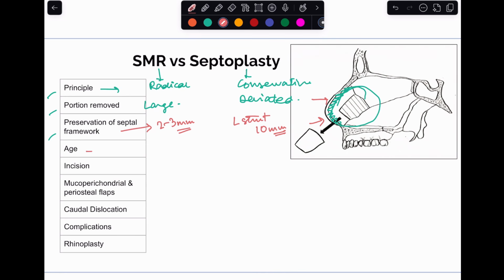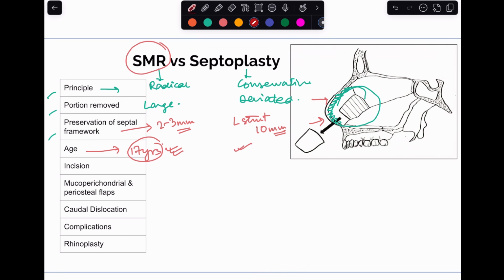Next is looking at the age. Just before this, I would like to say that the middle third of the face completes its development by about 17 years. The septal cartilage is a part of this. Since SMR is a very radical procedure where we remove most of the cartilage, it should not be done before the age of 17 years, because otherwise it will end up affecting the development of the face. Whereas septoplasty, since it is a more conservative procedure, can be done at any age.